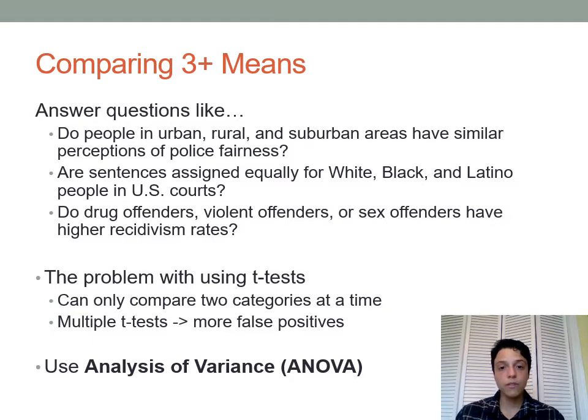So instead, we use a test that allows us to compare multiple means at a time. So typically used for 3 or more means, because if you only have 2, you can use a t-test. And this test that we're going to meet today is called analysis of variance, or Anova, as it's generally referred to.